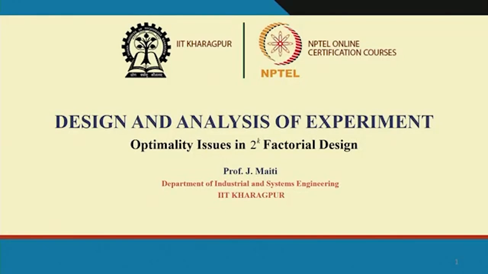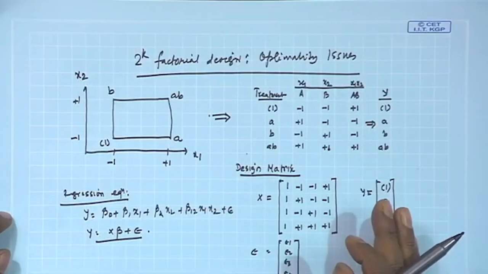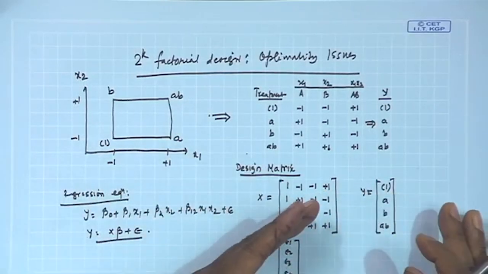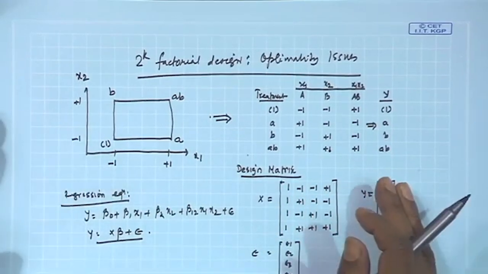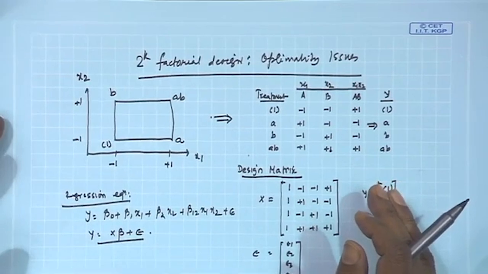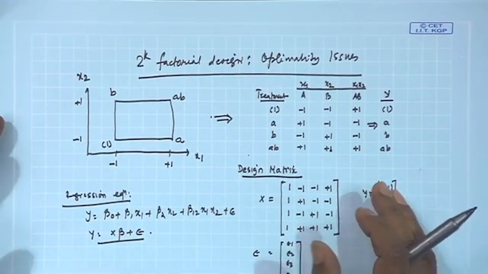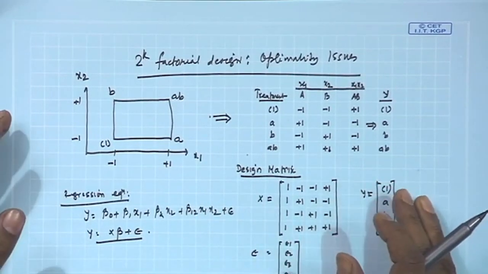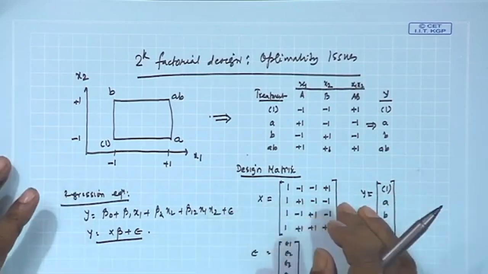Welcome. We will discuss optimality issues in 2 to the power k factorial design. So, before going to the optimality issues, I will discuss with reference to 2 to the power 2 design the regression surface as well as how the regression coefficients are estimated. You have already seen this one, but I want to repeat it.